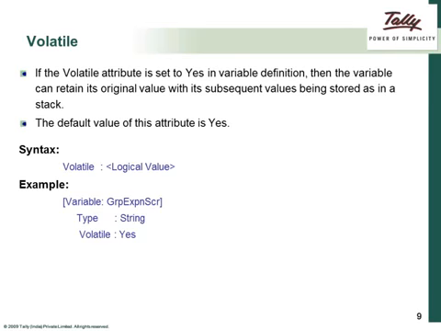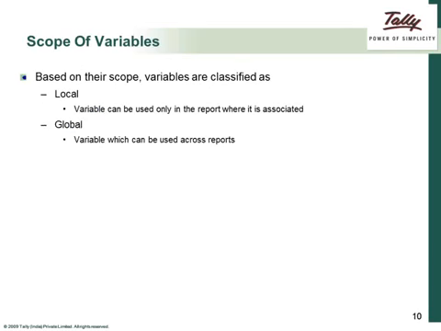Right. Then there is the scope of a variable, the classification of the behavior of the variable. One is local, one is global. When a variable is associated to a particular report, then it's a local variable. And when a variable is mentioned under system variable, it becomes a global variable.